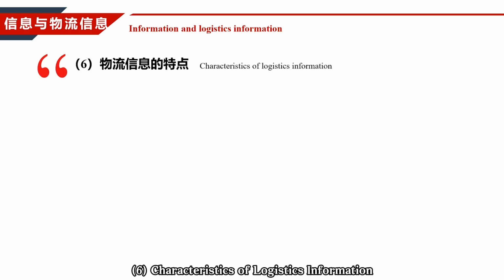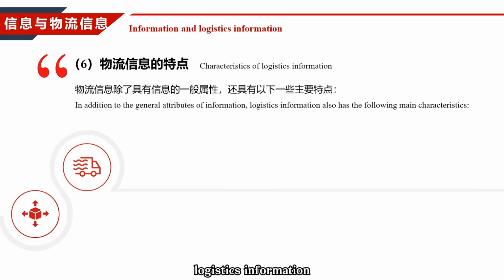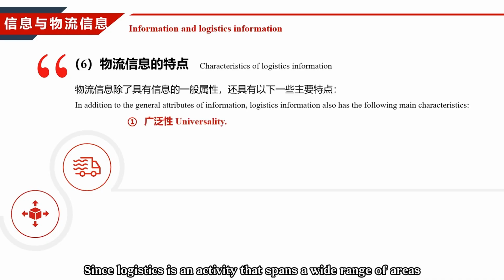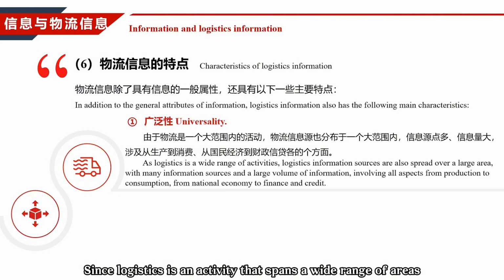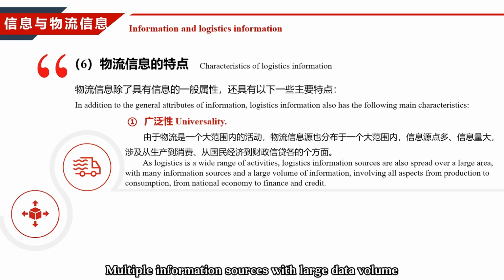6. Characteristics of logistics information. In addition to the general attributes of information, logistics information also has the following main characteristics. 1. Universality. Since logistics is an activity that spans a wide range of areas, the logistics information source is also distributed in a large area. Multiple information sources with large data volume involve the whole process from production to consumption, from the national economy to all aspects of financial credit.